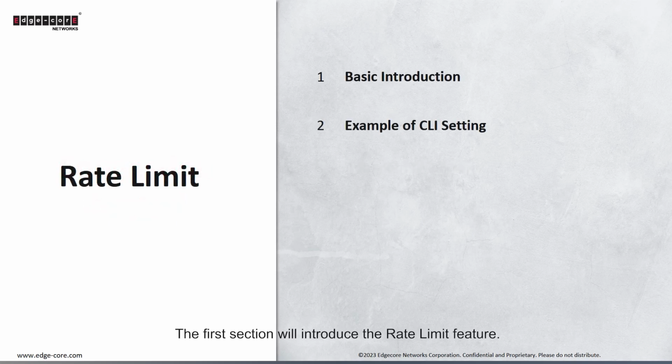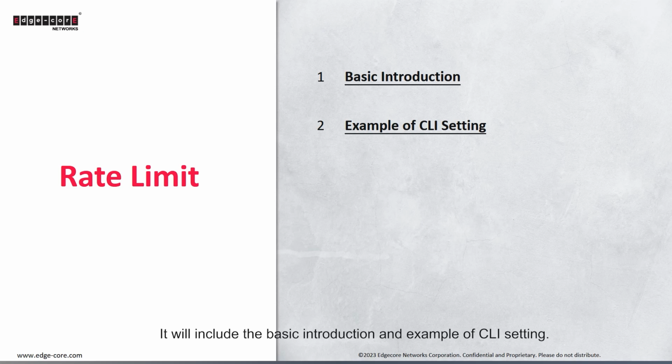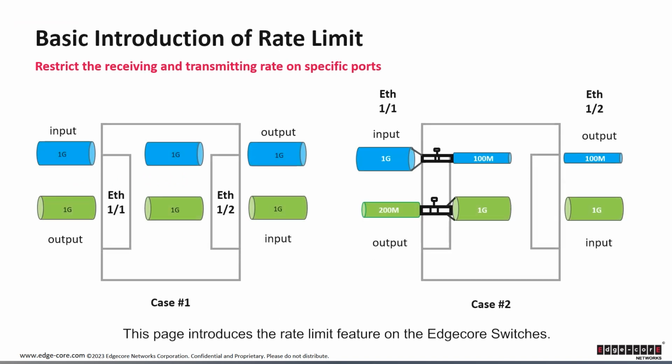The first section will introduce the rate limit feature. It will include the basic introduction and example of CLI setting. This page introduces the rate limit feature on the Edgecore switches. The rate limit can restrict the receiving or transmitting rate on specific ports to follow the requirements when doing the deployment. Packets that exceed the acceptable amount of traffic are dropped.